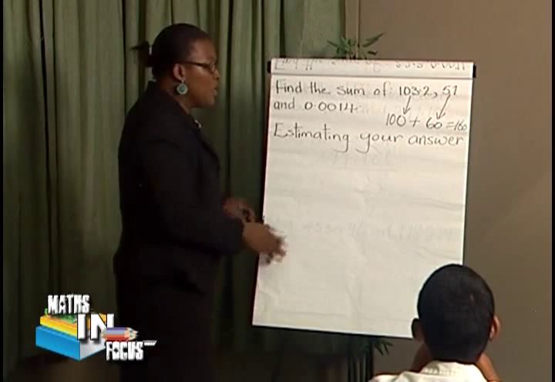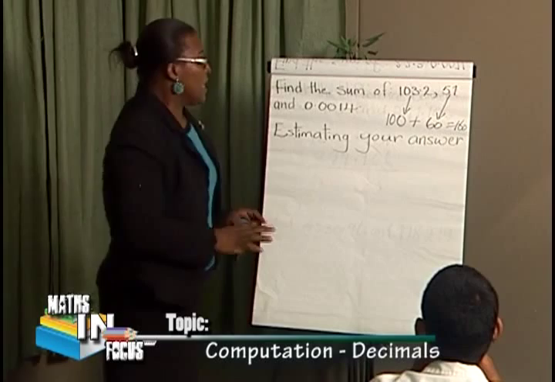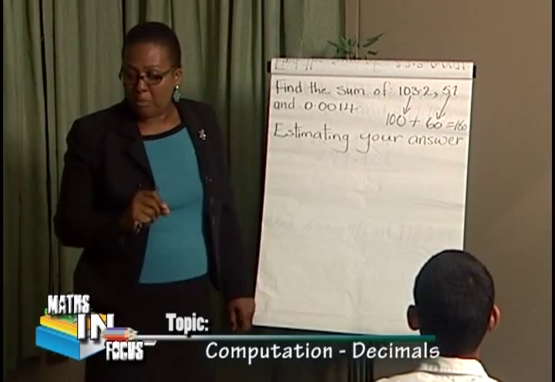So let us say we go and we find our actual answer, and it's something that is very far away from what you estimated. You know that something went wrong. So quickly for me, set down your numbers. Make sure that the decimal points are lined under each other, directly under each other.